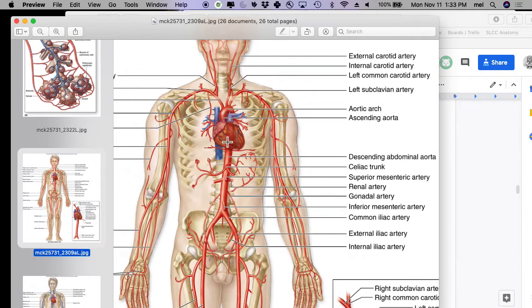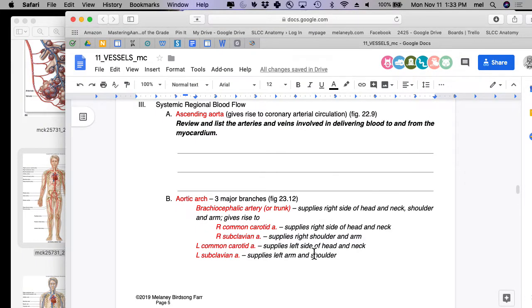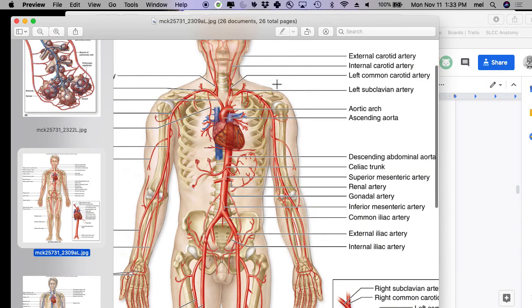So as we leave the heart, we have the ascending aorta, and then we've got the aortic arch, right? Okay. And the aortic arch has three major branches in most of us. Every once in a while we run into a cadaver that has four, and it's confusing because you have to figure out where that fourth one goes. But in most of us, there are three major branches off of the aortic arch.